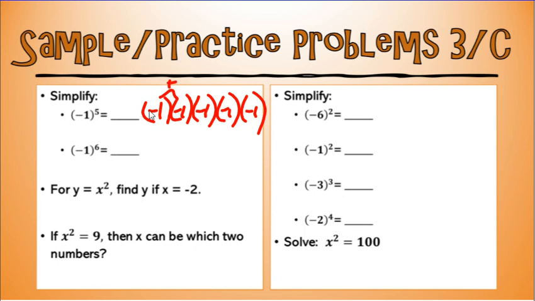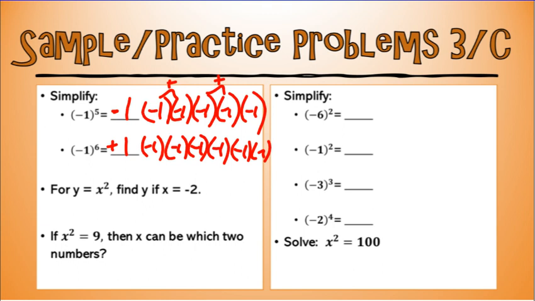These make a positive, these make a positive. I'm left with a negative, so it's a negative 1. Negative 1 to the 6th power would be a positive 1 because you'd have negative 1, negative 1, negative 1, negative 1, negative 1, and negative 1. These two make a positive, these two make a positive, and these two make a positive. Everything's positive, so I have a positive 1.